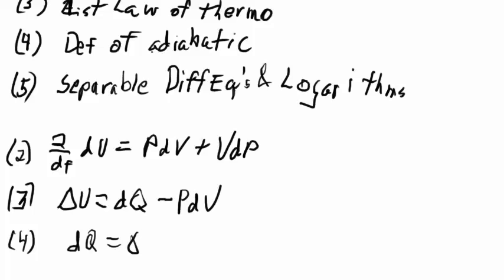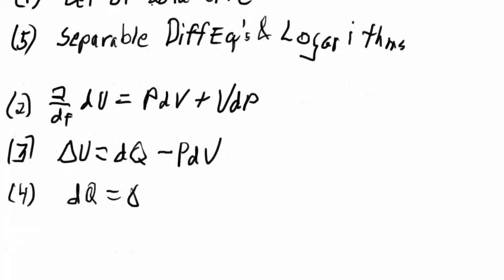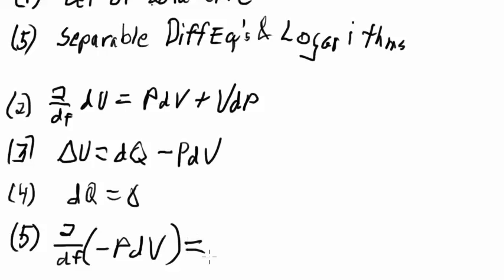Step 5 is where we really start solving it. So we're going to plug in our minus PdV, because dq is 0, delta U is minus PdV. So 2 over the degrees of freedom times minus PdV equals, then we have PdV plus VdP.